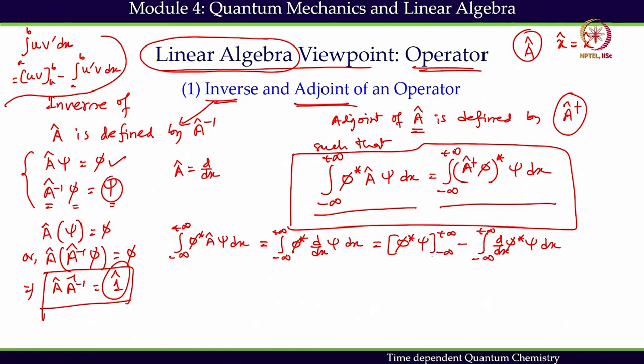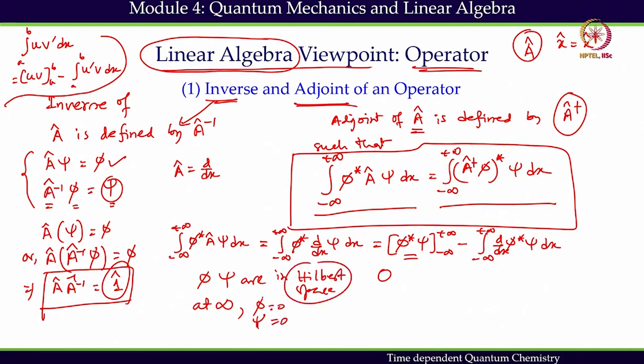And now this boundary part is going to be 0. Why? Because phi and psi are in Hilbert space, and so they have to be square normalizable. In order to be square normalizable, their values at infinity should be 0. This all comes from the property of the Hilbert space. So this part will be 0. Then I have minus the integral from minus infinity to plus infinity of d dx phi whole star psi dx.